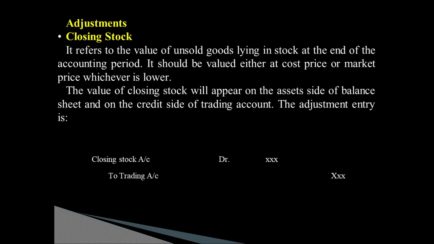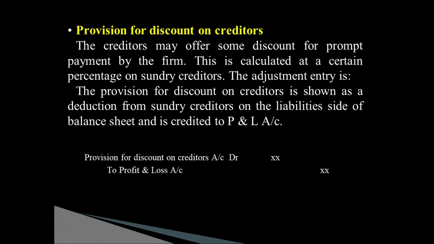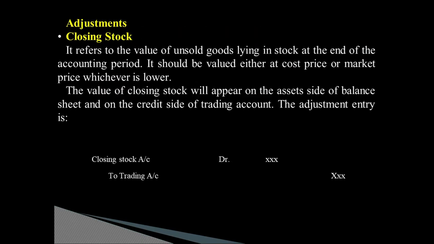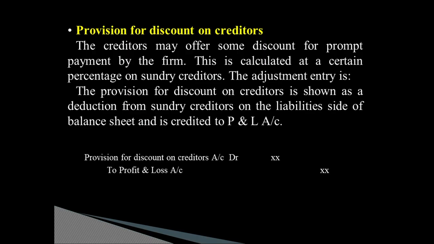The adjustment entry for the closing stock is closing stock account debit to trading account. That means we have to show the closing stock on the trading account credit side and in the balance sheet asset side. The next adjustment entry is provision for discount on creditors. The creditors may offer some discount for prompt payment by the firm. This is calculated at a certain percentage on sundry creditors.